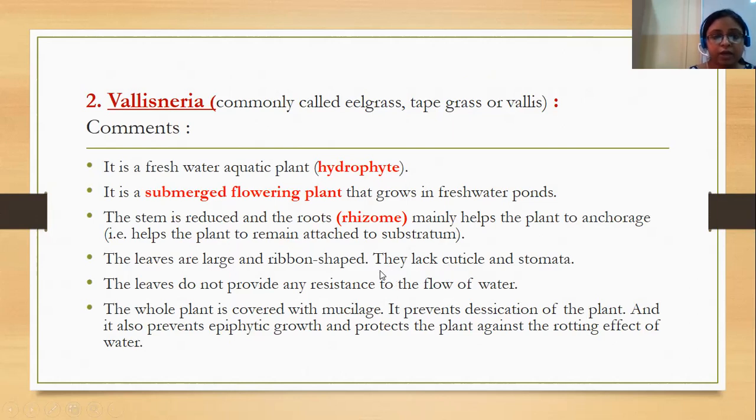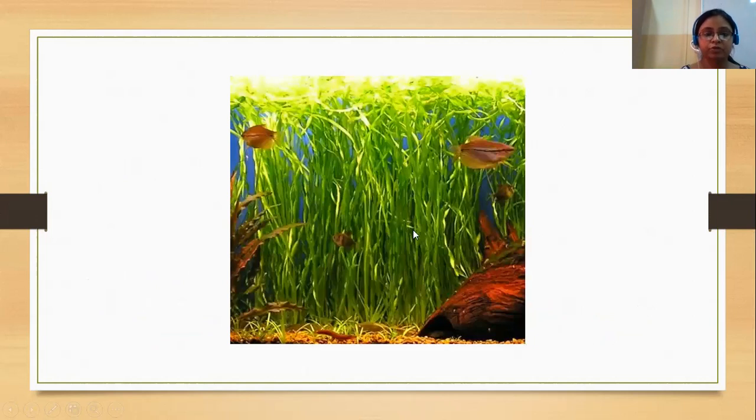So, they also lack the cuticle and stomata because there is no need for it. And the leaves do not offer any resistance to the flow of the water because they're very thin, very large, very membranous, and they are simply ribbon shaped. They simply flow with the water current. Now, the whole plant, again in this case also, it is covered by means of the mucilage. Why? It simply prevents the desiccation of this plant, because this plant is growing totally under the water. It is totally submerged under the water.